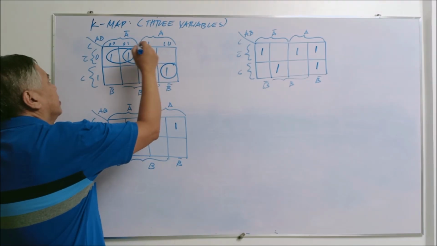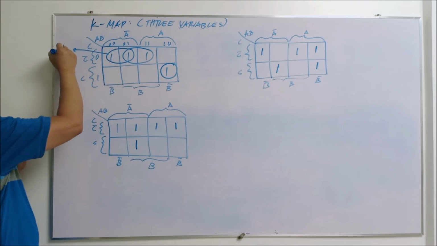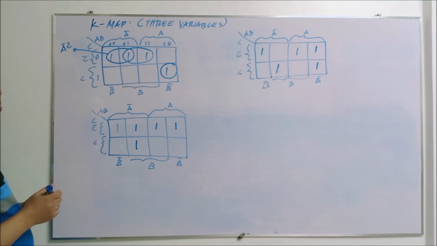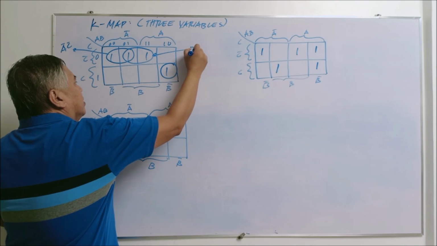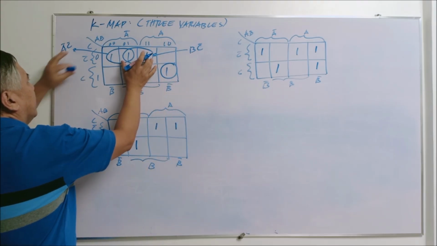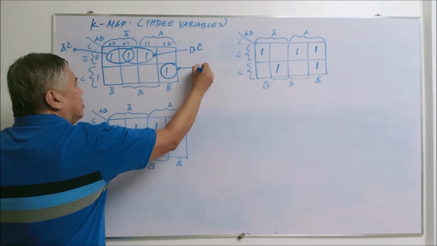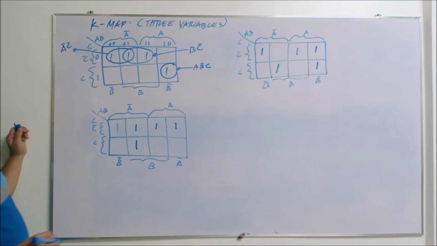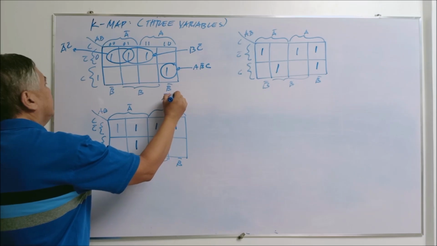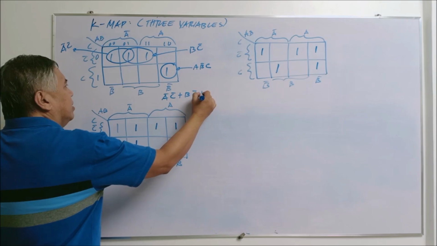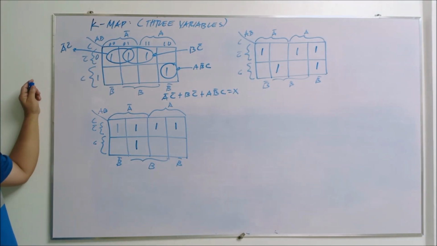So, what will be our equation? For this particular group, this belongs to A bar, C bar. Two adjacent cells combine to yield a 2 variable term. And this one here belongs to B, C bar, the intersection of B and C bar. And then this one here belongs to A, B bar, and C. So generally, our final equation will be A bar C bar plus B C bar plus A B bar C is equal to X. Okay, so that will be our logical equation.